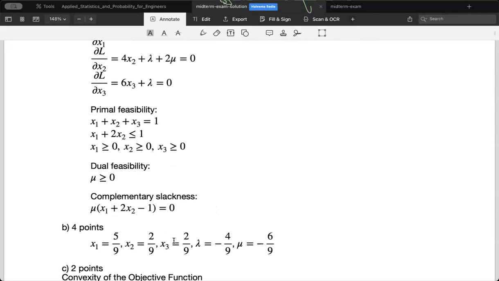Because the mu is negative. Oh, sorry, it must be less than this one. Your solution is mu is positive, and you obtain the same equation.